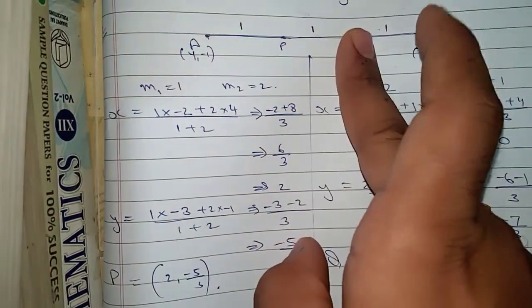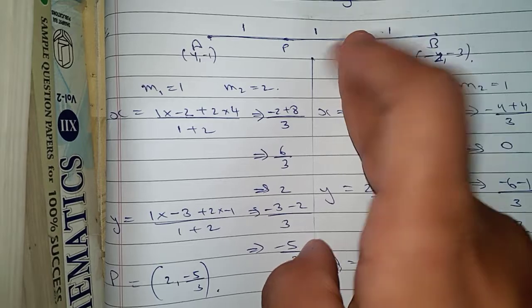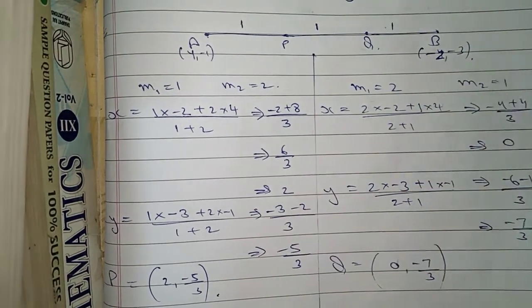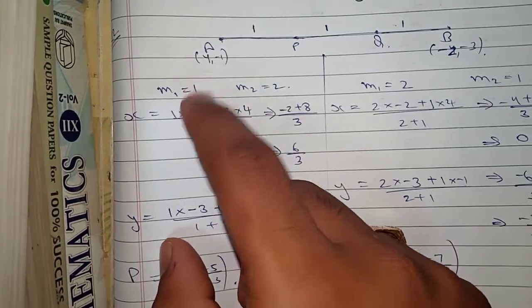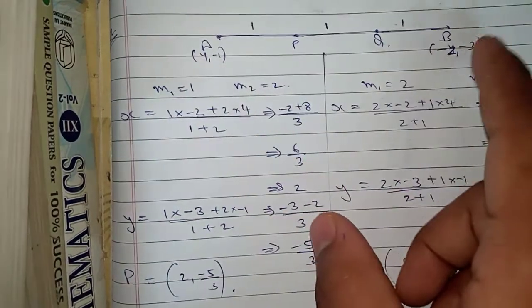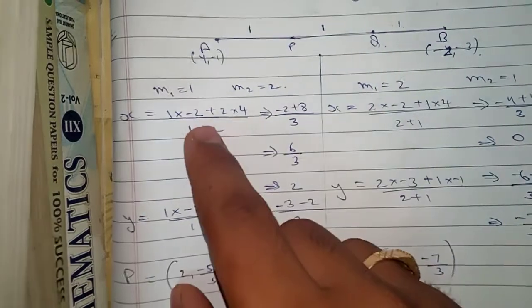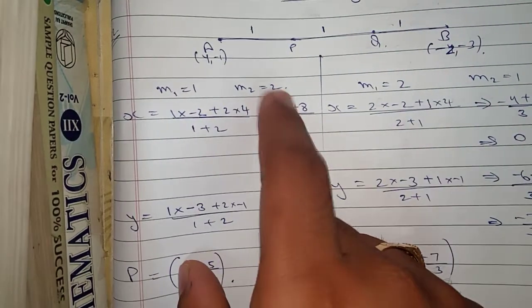And for the right one, only one M1, 1 is there. So M2 is what? 1. Now you can put the values. For the X, M1, Y2. Now look at that. This one is M1. M1, Y2, that 1 multiply minus 2 plus M2, Y1.